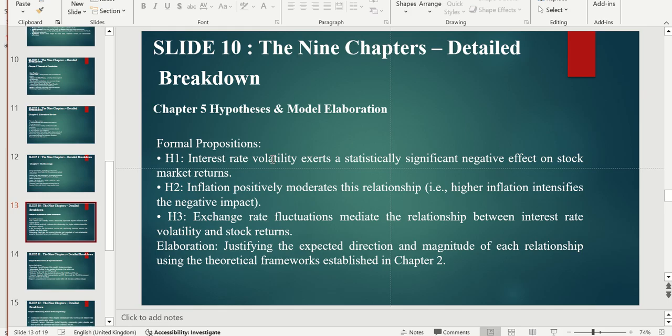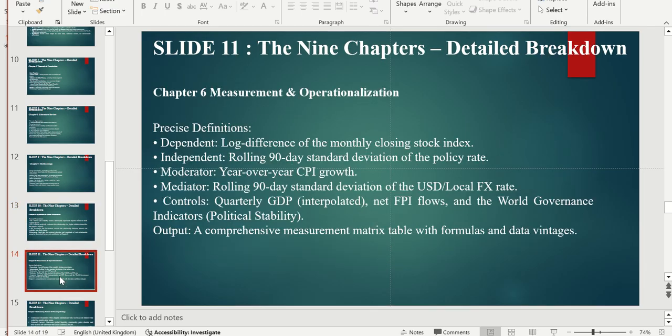The hypothesis chapter develops clear, testable predictions. For example, interest rate volatility exerts a statistically significant negative effect on stock market returns. So, for example, H1, H2, H3. And the next one is the chapter on the detailed breakdown of our whole research.